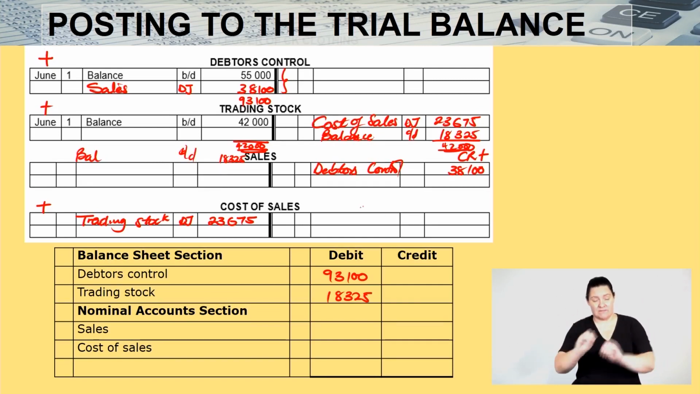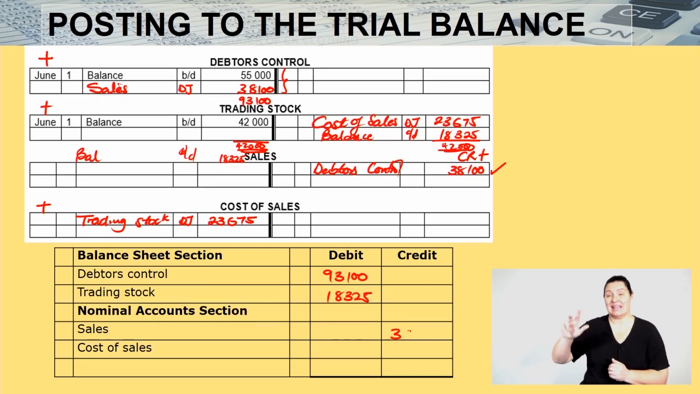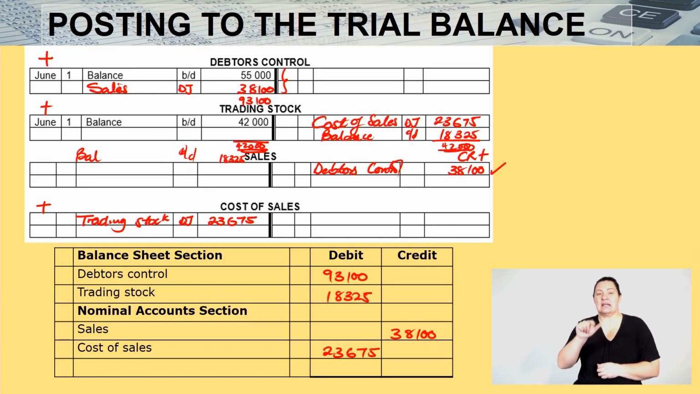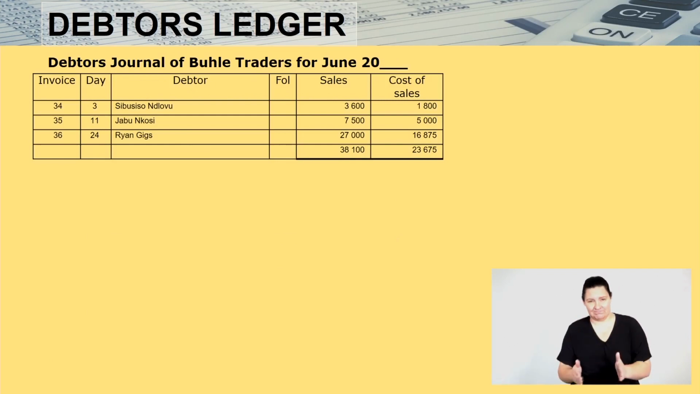18,325. But when you're posting from your sales, because there is no other transaction, you're just coming to a credit side, you're having your 38,100. And with your cost of sales, because there's nothing else, you just bring it to your debit side, 23,675. Okay, let's quickly move on to the next aspect.